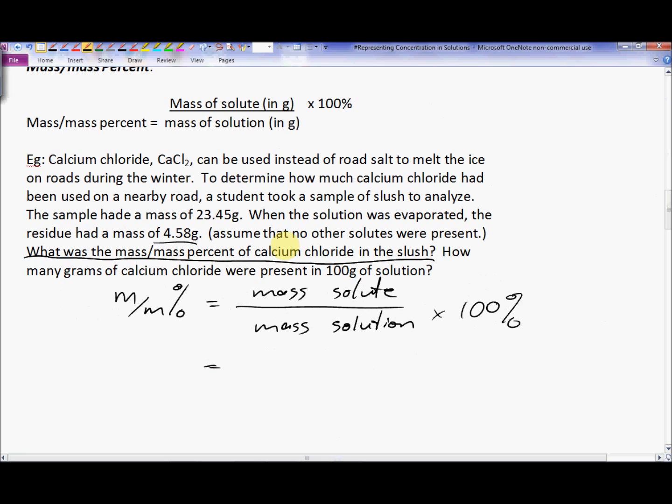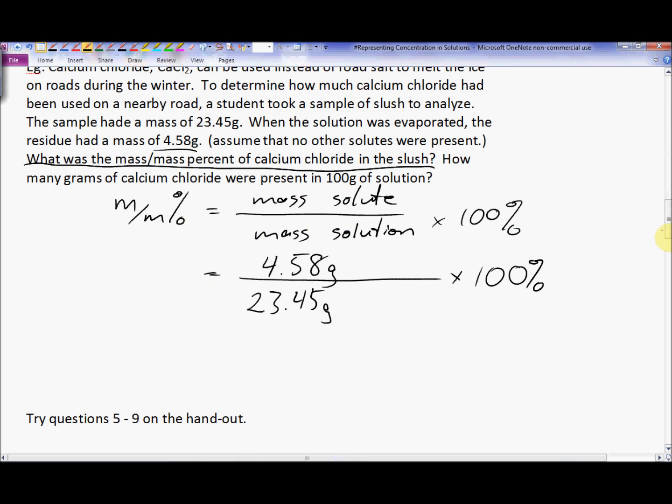So 4.58 grams divided by the mass of the solution. That's the full sample, the 23.45 grams. And we'll multiply that by 100%. And that should give us an answer of 19.53%.